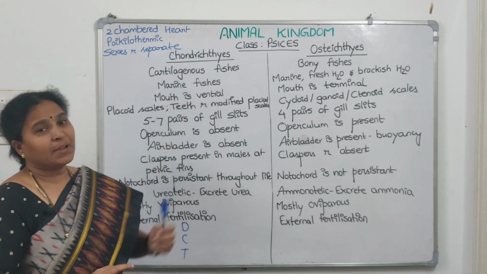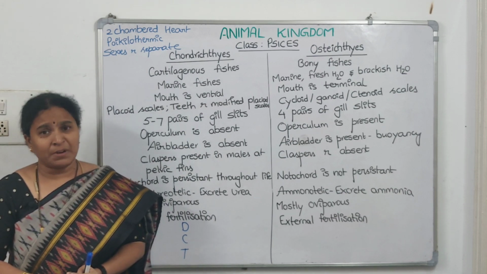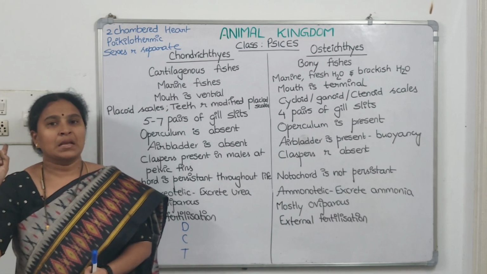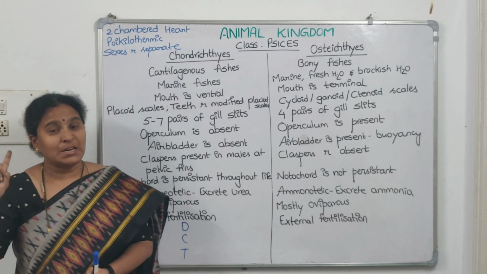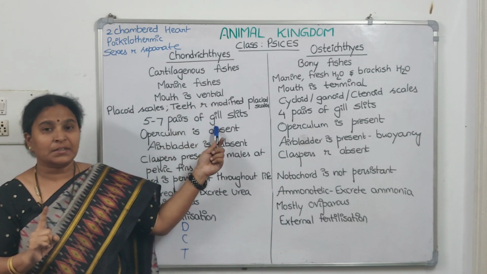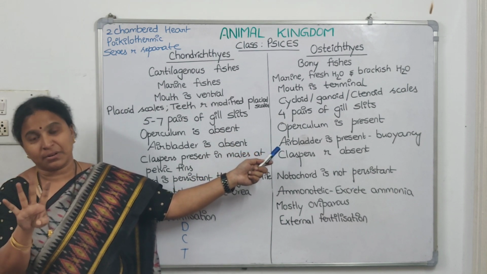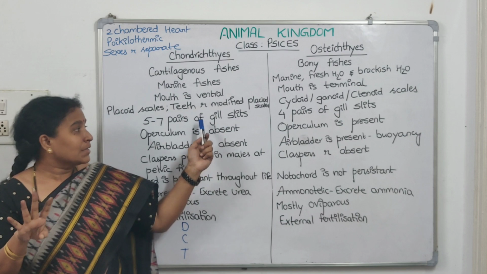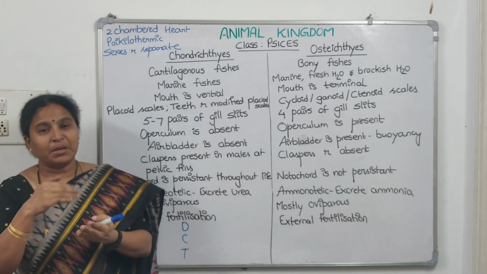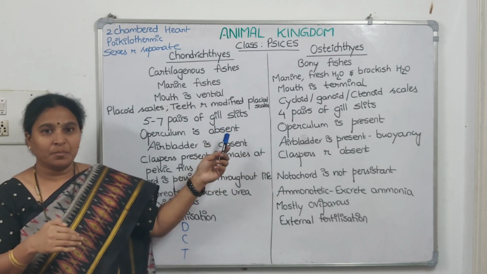Next one, the number of gill slits present in cartilaginous fishes. Cyclostomes have 6 to 15 pairs of gill slits. Cartilaginous fishes have 5 to 7 pairs of gill slits. And the last one, bony fishes have only 4 pairs of gill slits. In cartilaginous fishes the gill slits are not covered by an operculum, whereas in bony fishes an operculum will be there, and below the operculum the gill slits will be there. So the operculum is absent in one and present in the other.